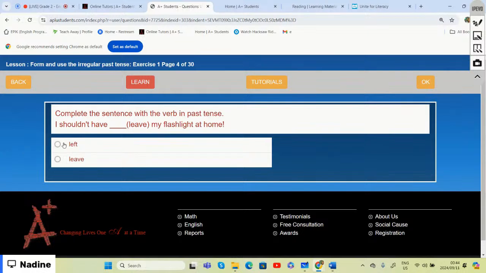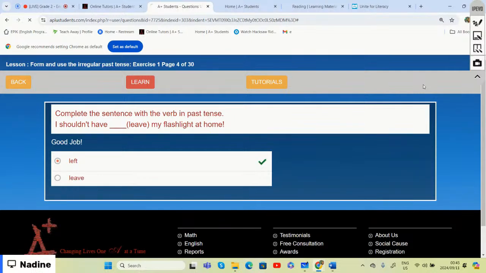So do we say I shouldn't have leave or I shouldn't have left? Which one is correct? All right. And if we were to identify the past tense form of the word leave, then we can say it is left. Well done. Left is correct. All right, let's do the last one.